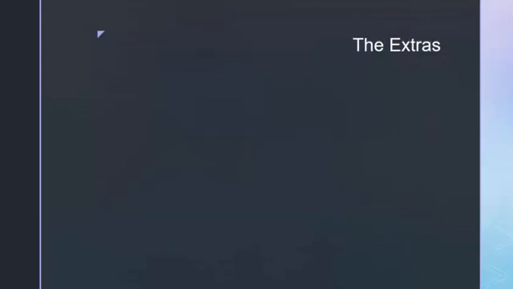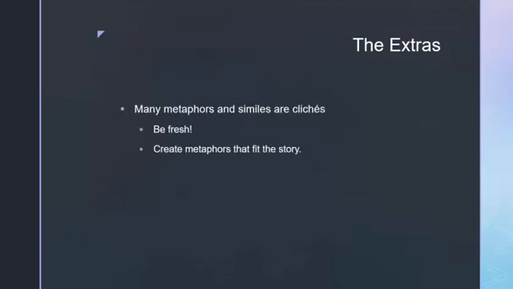So when we look at all of this together, again, metaphors being subtle and similes hitting you over the head, some other things to keep in mind is that a lot of metaphors and similes are cliches. So when you're writing your own, you want to be fresh and you want to create metaphors that fit the story. You can come up with some pretty crazy comparisons, but if it doesn't fit the tone of the story, then they fall flat.